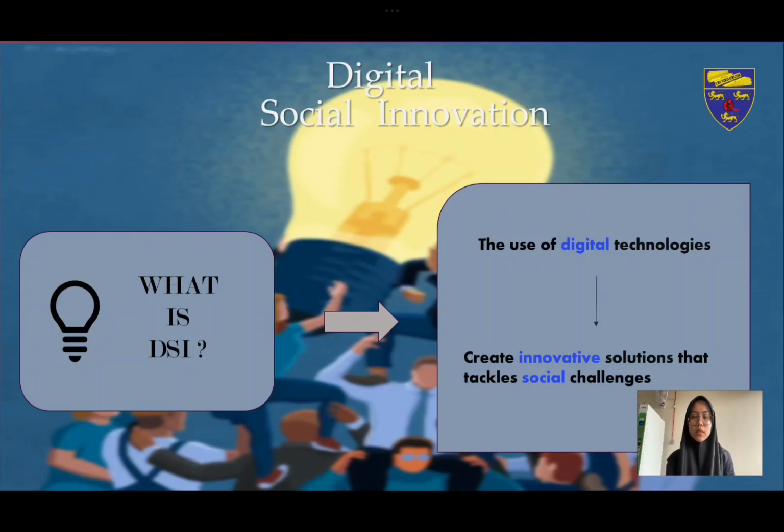Digital social innovation is the use of digital technologies like apps, websites, AI, data, and online platforms to create innovative solutions that tackle social challenges.